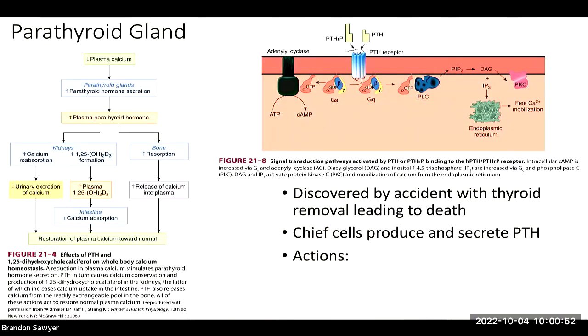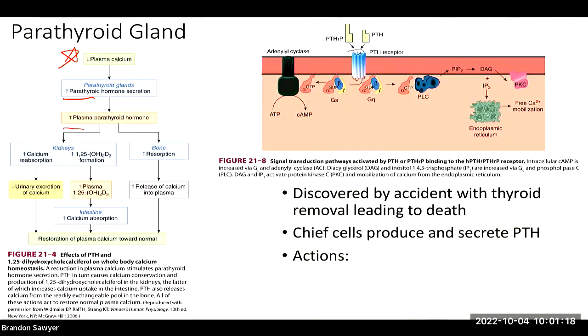Okay, so let's talk about parathyroid gland and parathyroid hormone. If we look at this little flow chart here, this shows us the steps as far as the release of parathyroid hormone. Okay, so it's going to be stimulated by low blood calcium levels. Okay, that's going to stimulate the parathyroid glands to increase the release of PTH. Okay, and then we see that increase in the plasma, right?